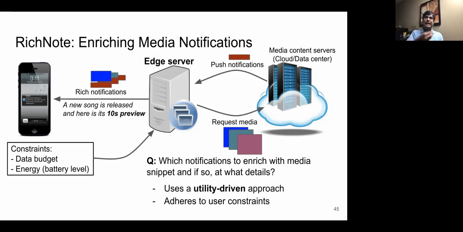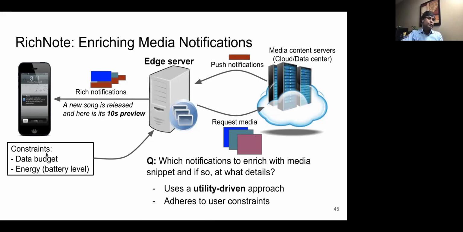All this message sending with media content is expensive, right? But if that user is a rock concert fan, then of course it has value to add that. So that's the whole idea. So that means we need to have some way to evaluate the utility of that media sample that we are sending, right? And it should adhere to the user constraints.